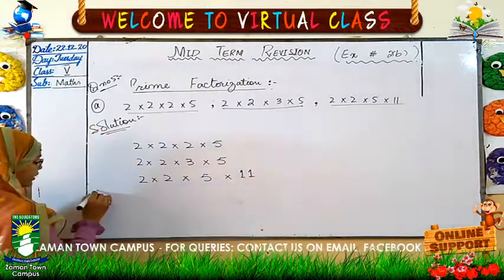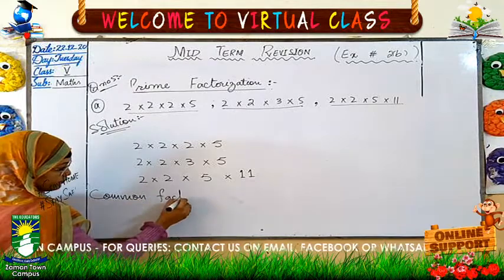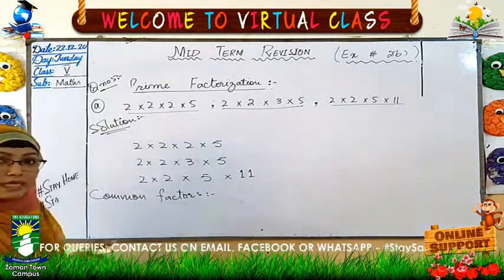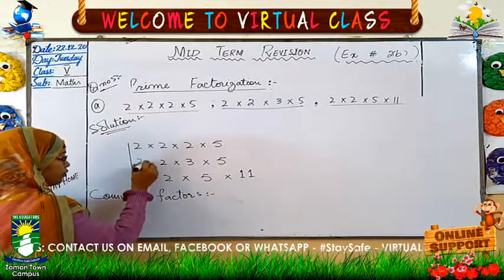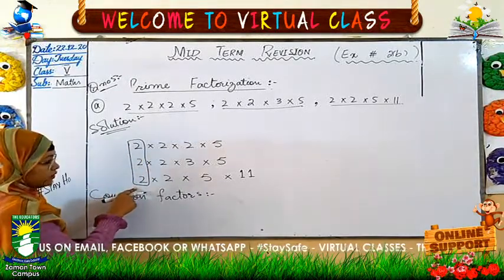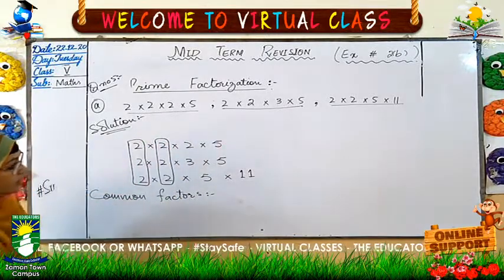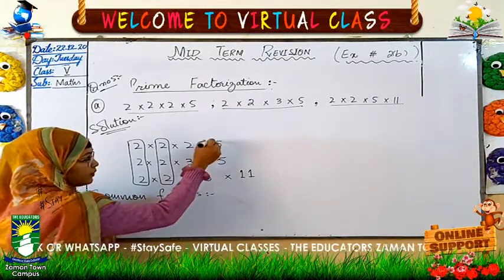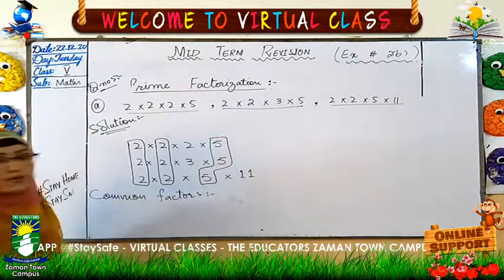Then what we have to write down? We have to write down the common factors, the factors which are same in all the values. You can see that we are having 2, 2 and 2 in all the answers. Then you can see 2 is not present here, 3 is not present in another answer, but we are having 5 which is present in all the answers, right?